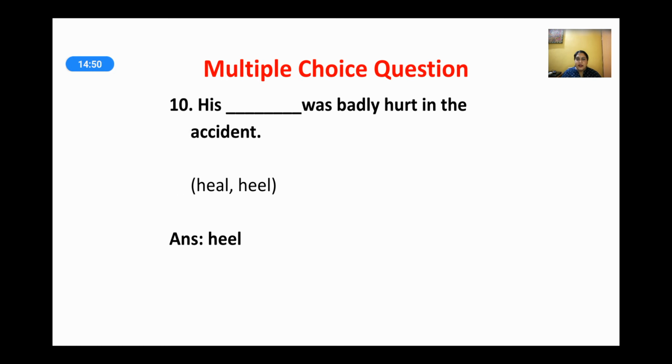His dash was badly hurt in the accident. What was badly hurt? H-E-A-L or H-E-E-L. Pronunciation is similar, heel, but in the first instance, the meaning of heal is to recover. The second, heel, refers to the foot part, that is the end part of the feet, known as heel. So the answer is heel, H-E-E-L. His heel was badly hurt in the accident.